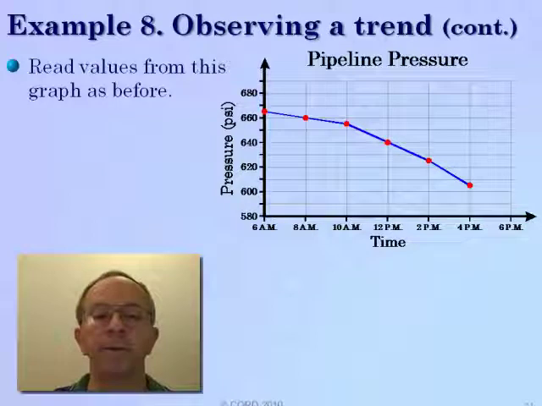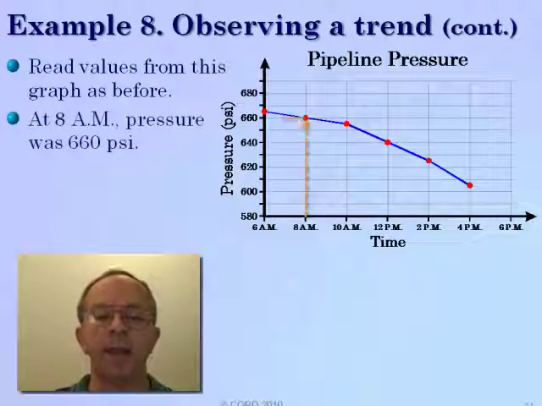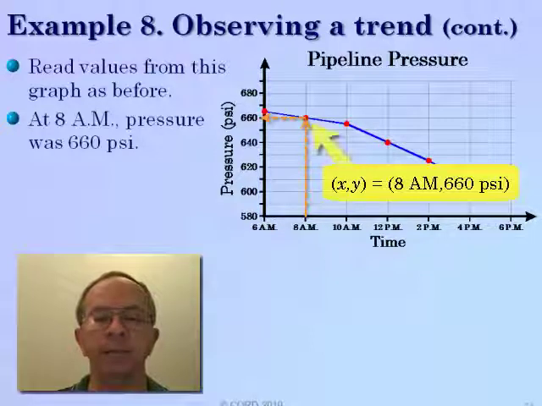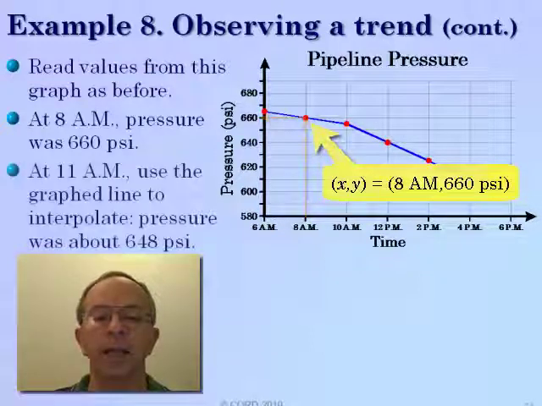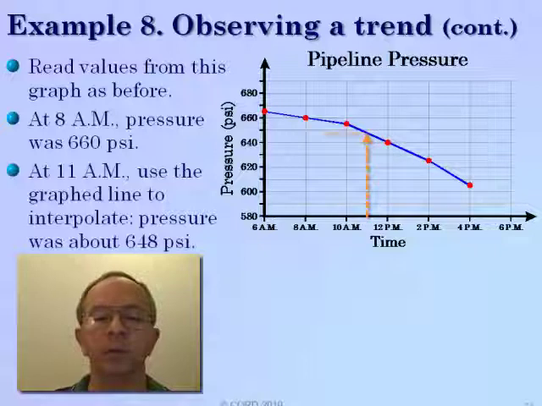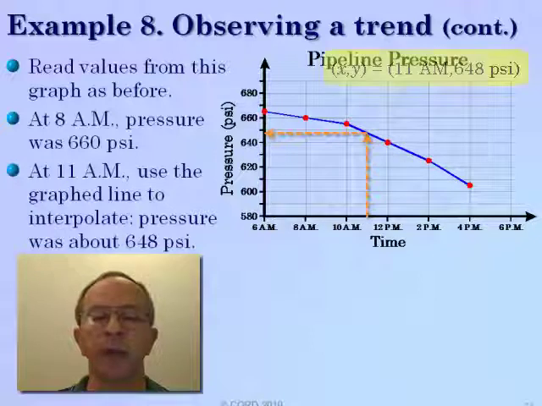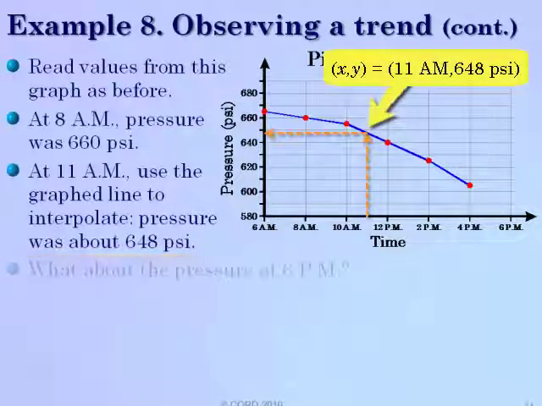Read the values from this graph just like we did before. At 8 a.m. the pressure was 660 psi. At 11 a.m. we have to interpolate a little, but we'll do that with these points and find that the pressure was about 648 psi.